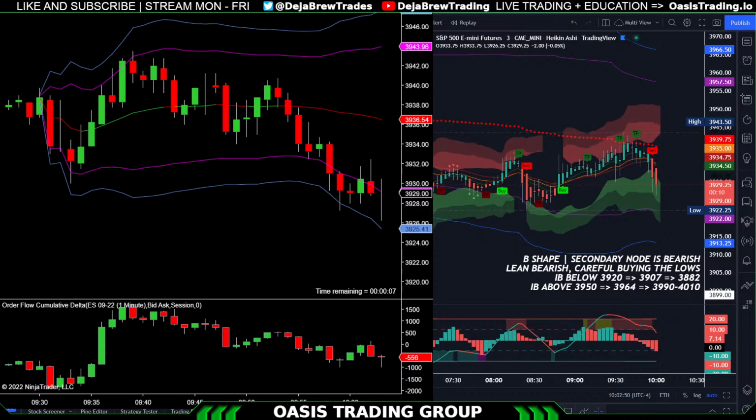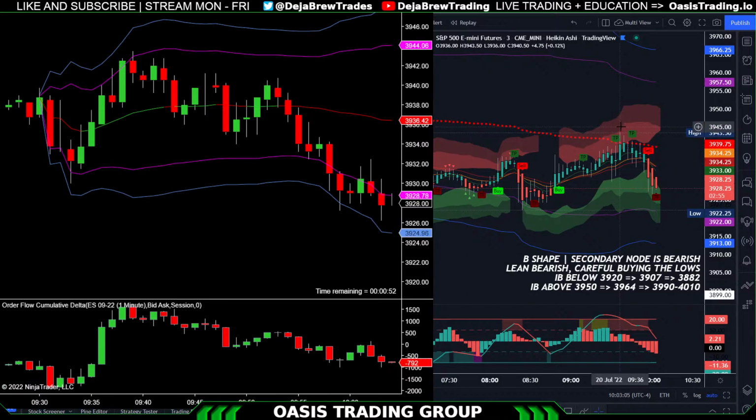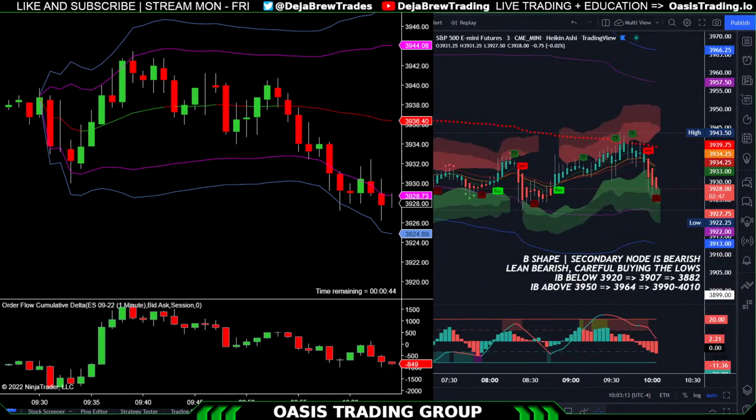It's a hard call here because we are bouncing off support on the volume profile, but the bot's showing a sell and the existing home sales is coming out pretty bearish. It is a hard call. What's our momentum? 5 minute coming down, 15 coming down, 30 coming down, and 1 hour coming down. So momentum is pretty bearish here, actually.